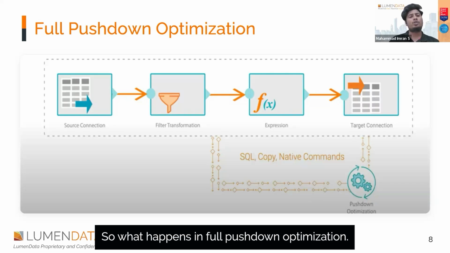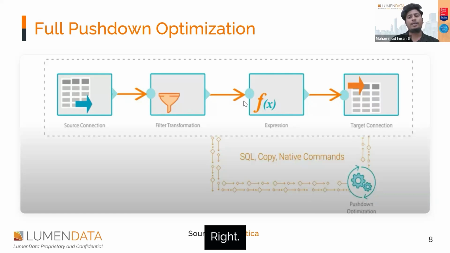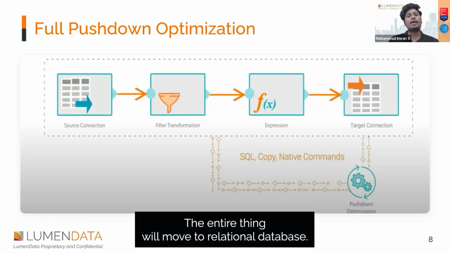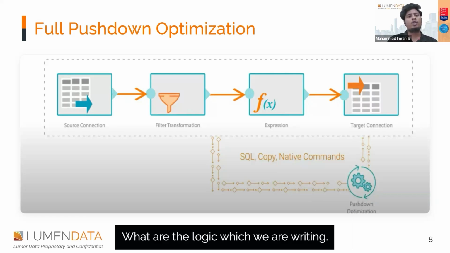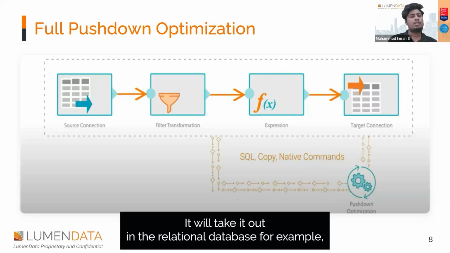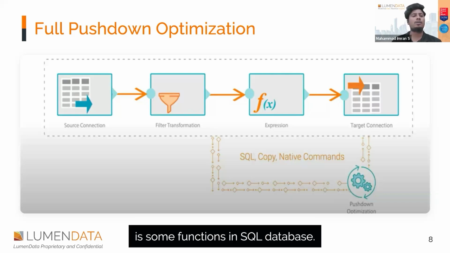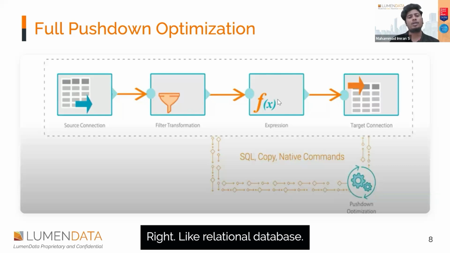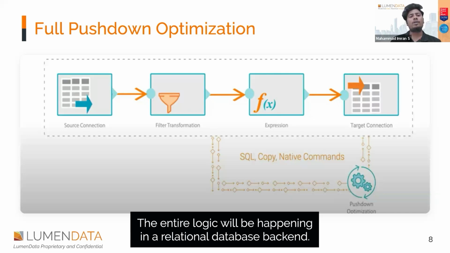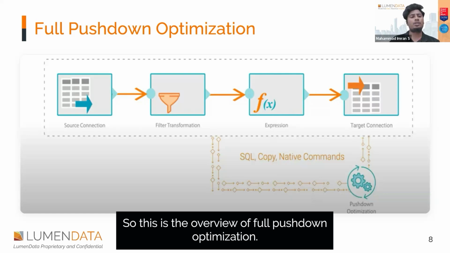So what happens in full pushdown optimization? What are all the transformations which we have in the mapping? When we enable the full pushdown optimization, the entire thing will move to the relational database. The logic which we are writing in the mapping, it will take it out to the relational database. For example, filter is something we call a where clause, and expression is some functions in the SQL database. So when we do the full pushdown optimization, the entire logic will be happening at the relational database backend. So this is the overview of full pushdown optimization.